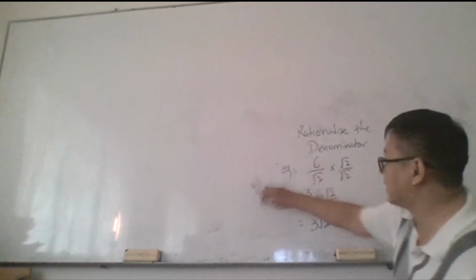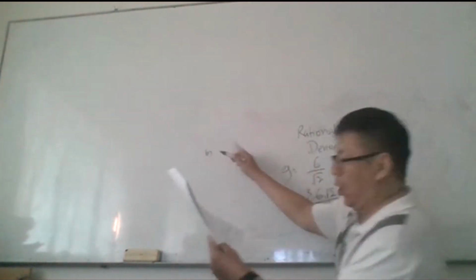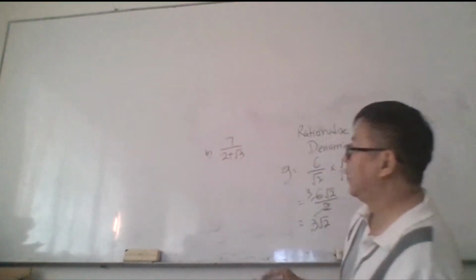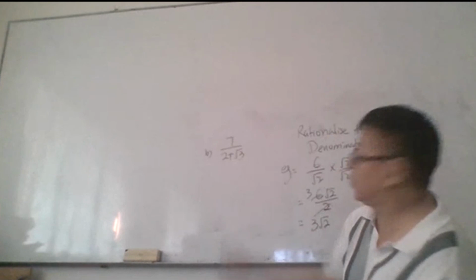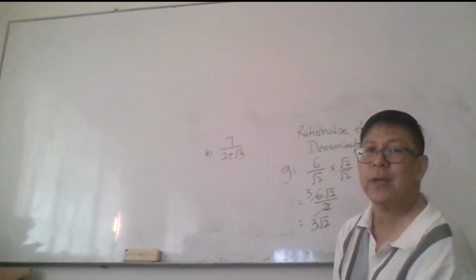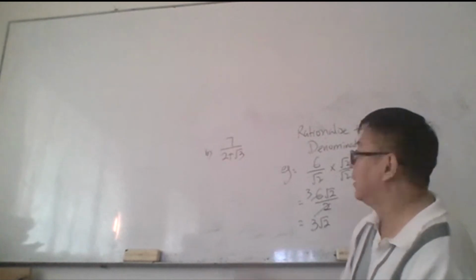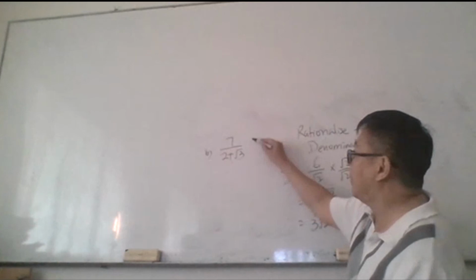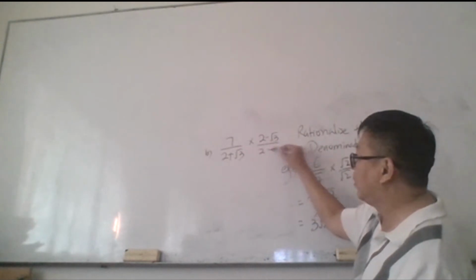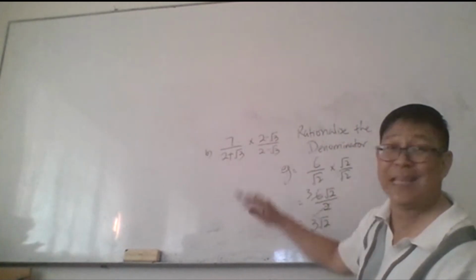So this is an example. So for you, what about B? You can look at B. 7 over 2 plus square root of 3. And we notice that in this case, we need to rationalize the denominator. How? In this case, we must use the conjugate surd. So this is plus, so I'm going to multiply by 2 minus square root of 3, for both the numerator and denominator.